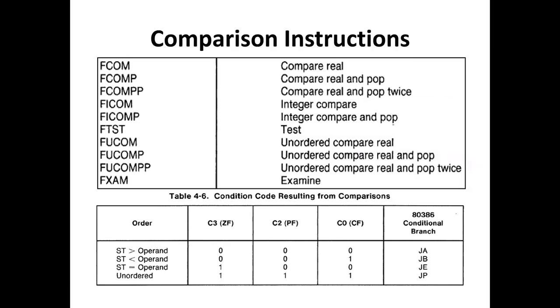Comparison instructions are FCOM, which compares the real values, FCOMP, which compares the real and pops, FCOMPP, which compares the real and pops twice, FICOM integer compare, FICOMP integer compare and pop, FTST which will test, FUCOM unordered compare real, FUCOMP unordered compare real and pop, FUCOMPP unordered compare real and pop twice, and FXAM, that is examine.